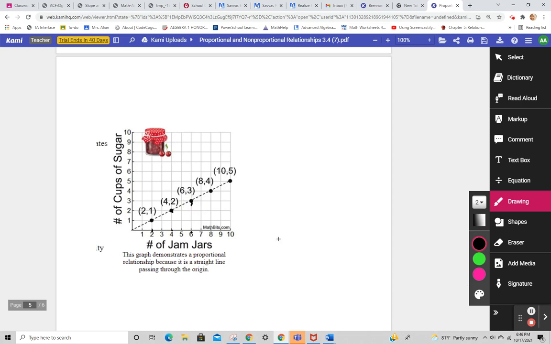If you are going to make 4 jam jars, you're going to need 2 cups of sugar. What if you made 10 jam jars? How many cups of sugar will you need? If you said 5, you are right. Okay? And this concludes this lesson on proportional relationships.